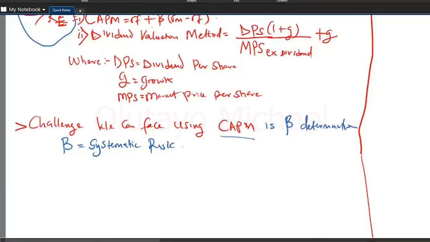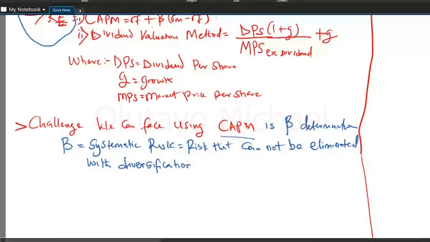Let me write it again. Systematic risk is a risk that cannot be eliminated with diversification. And another name for systematic risk is also called market risk. Market risk is also called unavoidable risk.